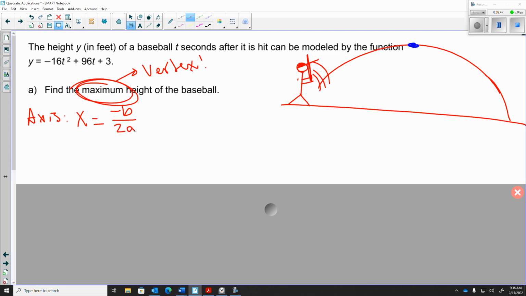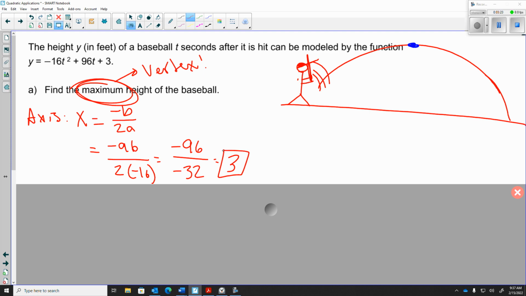So let's go ahead and do that. What is b? 96. So it's negative 96 over 2 times a. And what's a? Negative 16. All right, so that's negative 96 divided by negative 32. Somebody do that in a calculator. What is it? 3? I could have done that in your head. It's 3. That's the axis of symmetry. That's not the vertex. That's the axis of symmetry.